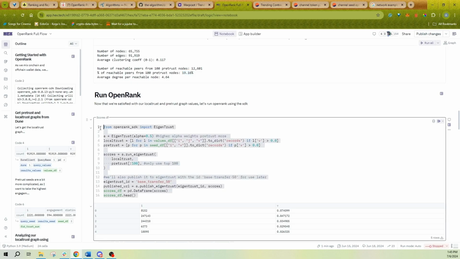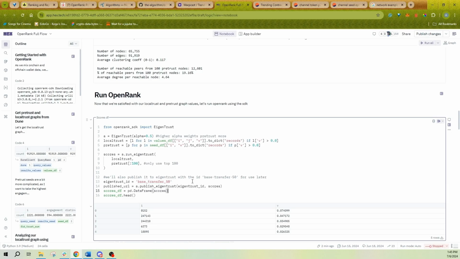Now we're going to use the OpenRank SDK. You can literally just copy and paste this when you're running it. You don't have to think about whether you have to change anything. Just make sure you have i, j, v, that is i and j and v, as column names on these data sets. Now I'm going to run EigenTrust by plugging in my local trust and the top 100 seeds of my pre-trust. I'm also going to save this output under the name base transfer 50.